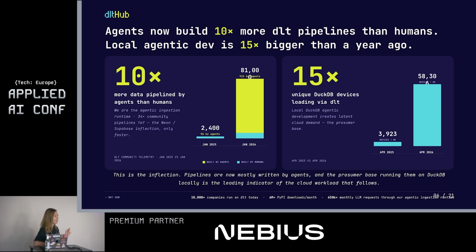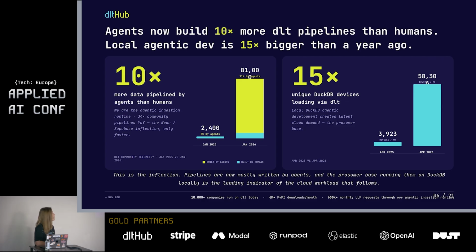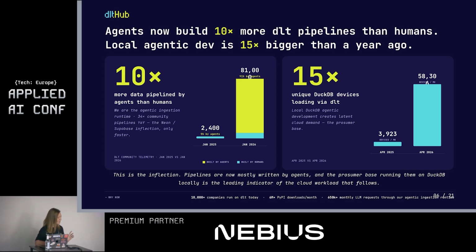Anyone knows DuckDB? Yeah, DuckDB, it's a local database. You can easily prototype with DuckDB. And so it gives us a hint that developers use DuckDB for local prototyping a lot. And you can see that 15x growth looks enormous, and it's obvious that developers experiment a lot with agents.